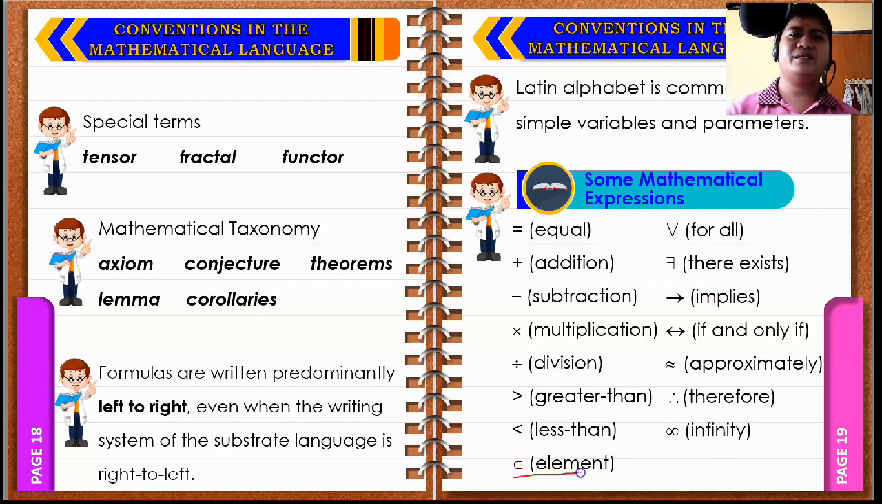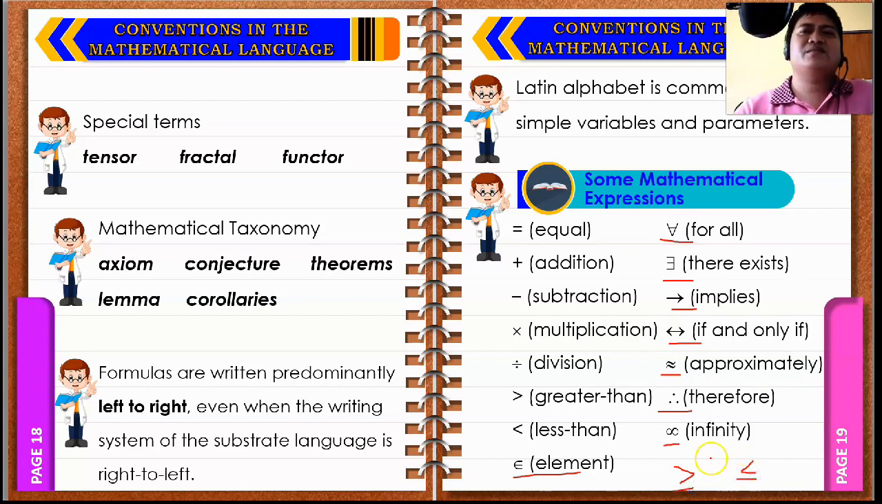So this will be under the sets: for all, to define the sets, there exist, implies, if and only if, approximately, then, therefore, and infinity. And there are a lot of mathematical expressions that you may encounter. We have less than, greater than or equal to, less than or equal to, and so on, etc. So there are a lot of mathematical expressions that we are using and that are accepted worldwide.